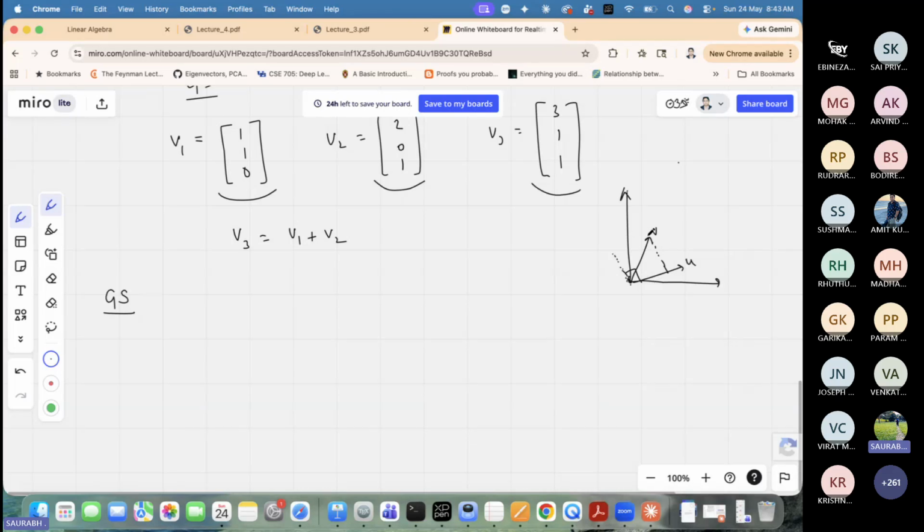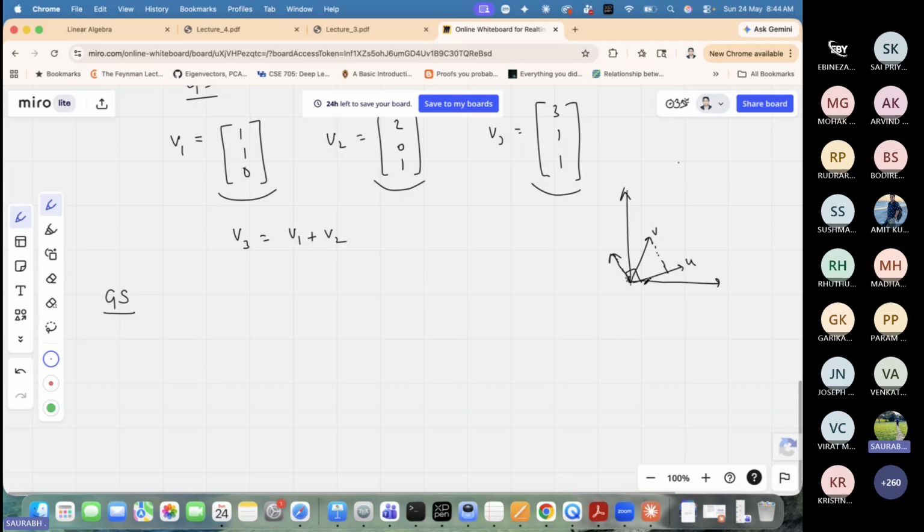Now, this is perpendicular to the u vector, and this is the entire thing which Gram-Schmidt does. It tries to find out how much of v is not at all inclined in the direction of u. So basically, given the set of vectors, it tries to carve out the non-dependent part of the vectors.